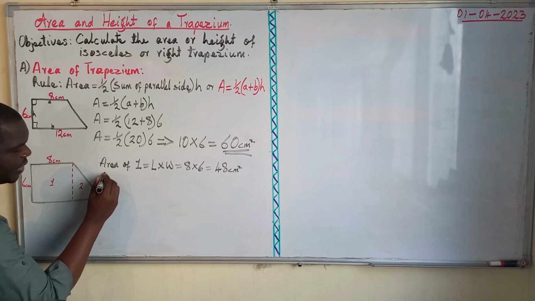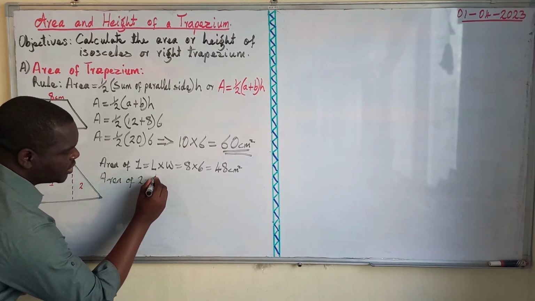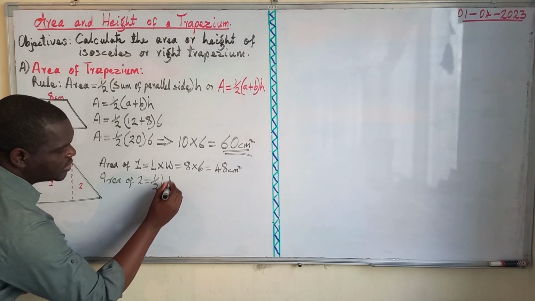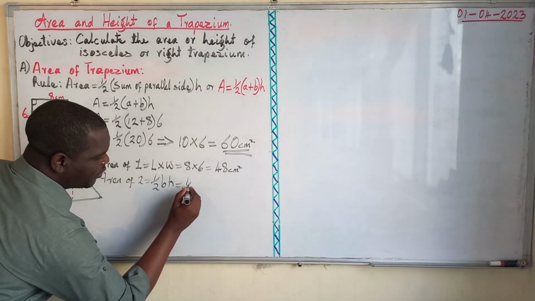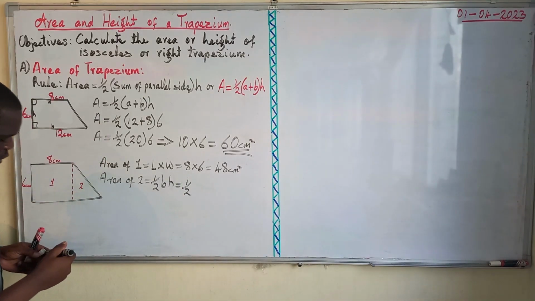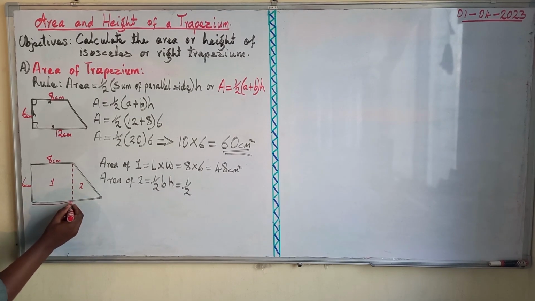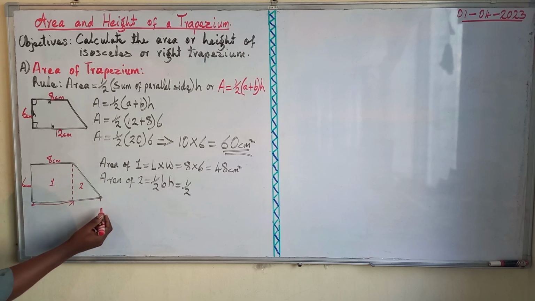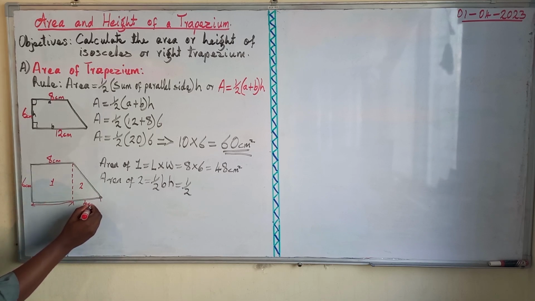Now let's look at the area of shape 2. Shape 2 is a triangle, and it is going to be half base times height. Let's first of all write half. The base is what we don't know. Now let's look at it together. If from here to this place is 8 and from here right across is 12, then we can easily find from here to here. We subtract 8 from 12, and this is going to give us 4 centimeters.